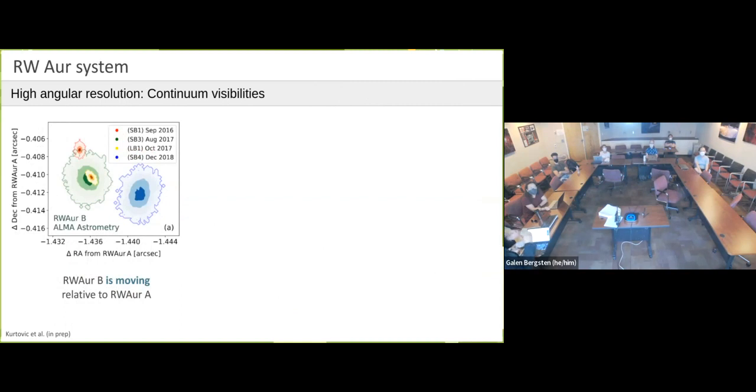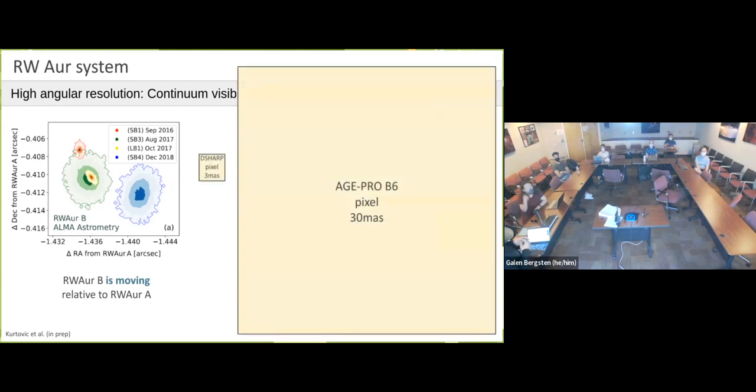Okay, so when we look at the position of the secondary compared to the primary, we see that actually the secondary is not at the same place for every epoch. When we look at 2016, you can see that the disk is located here, and then it moves towards the right and down as a function of time, and it ends up here at 2018. The disk B is moving relative to A at a rate of something like 3 milliarcseconds per year, which is extremely small. It is so small that you can actually compare it to the pixel size of the high angular resolution survey DSHARP.